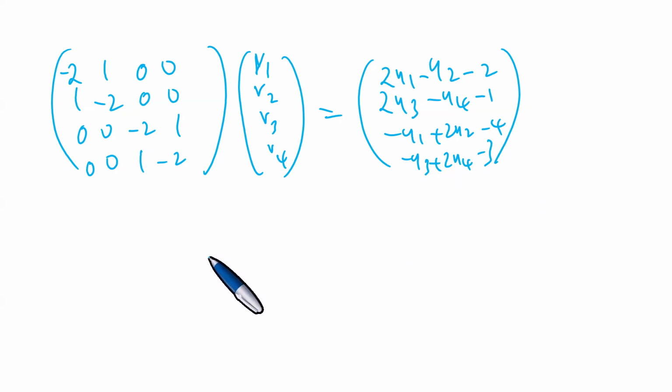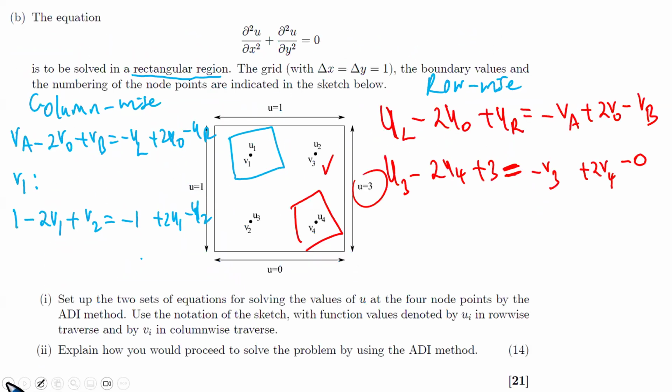But now, therefore, this is the answer to this particular question. What have we done here? We have answered the first Roman figure. What is the first Roman figure? Right, the first Roman figure says, set up the two sets of equations for solving the values of u at the 4 node points by the ADI method. Use the notation of the sketch, with function values denoted by UI. In row-wise traverse, we did the row-wise traverse, right?